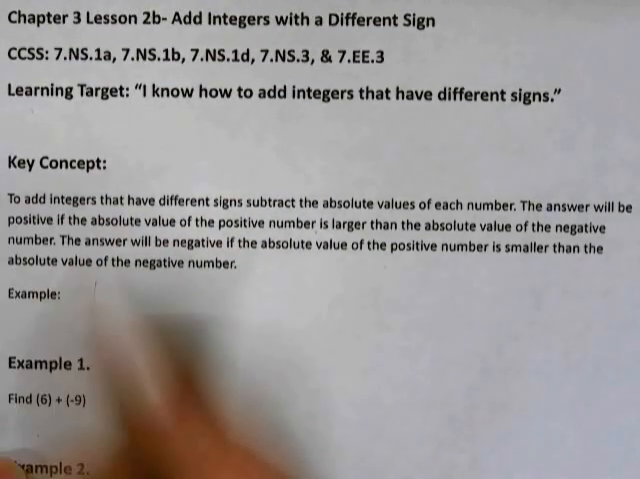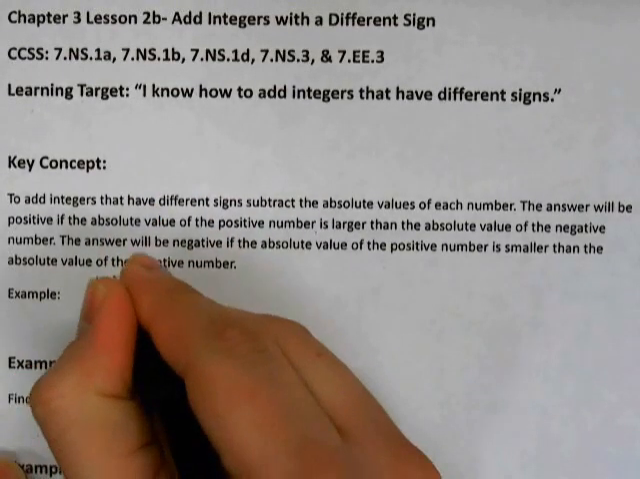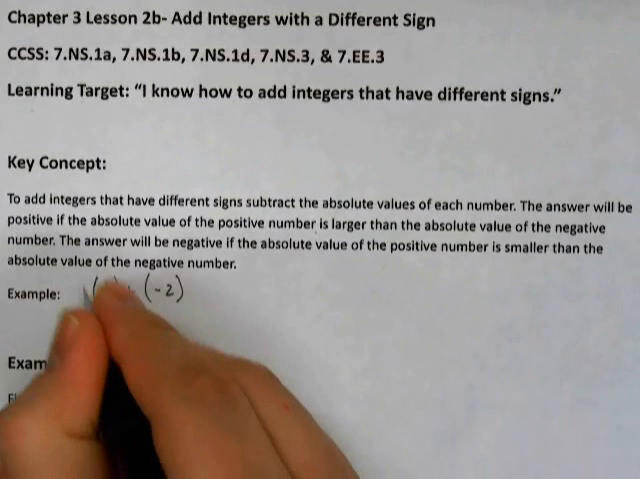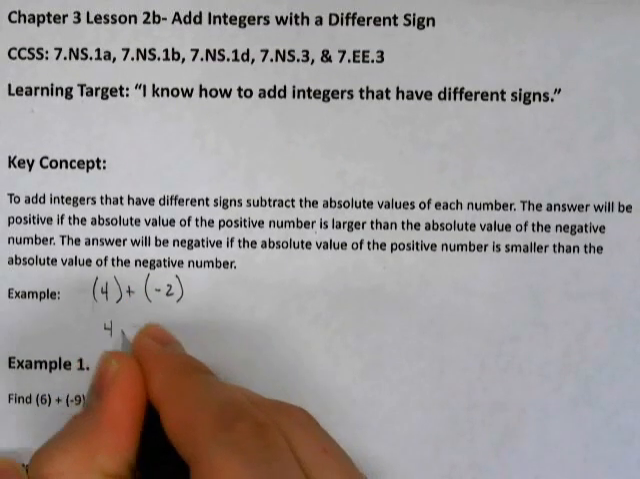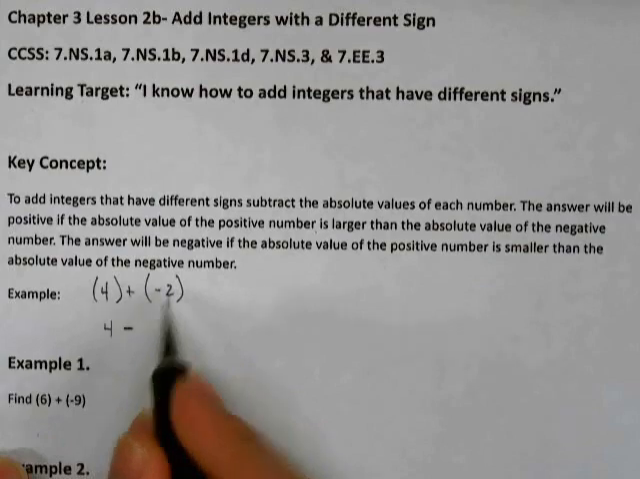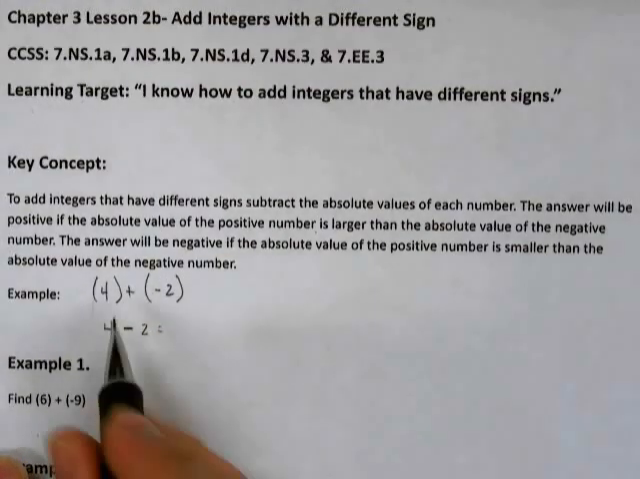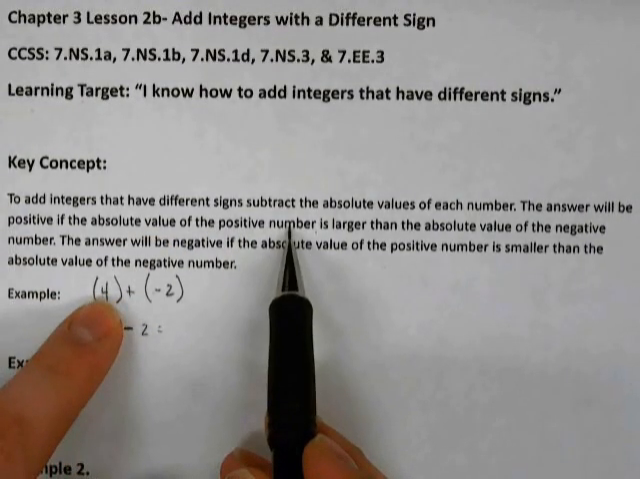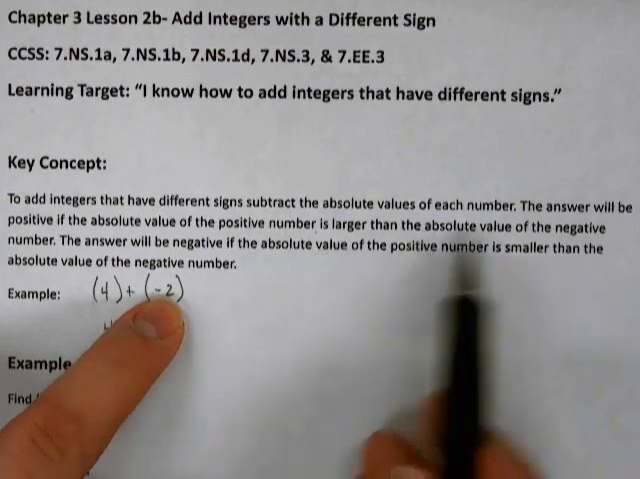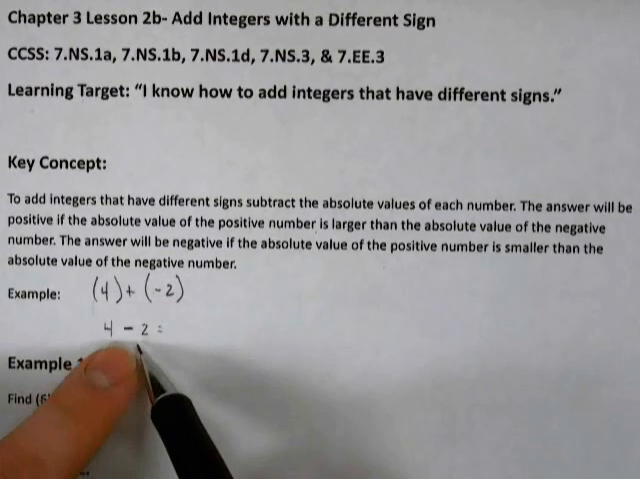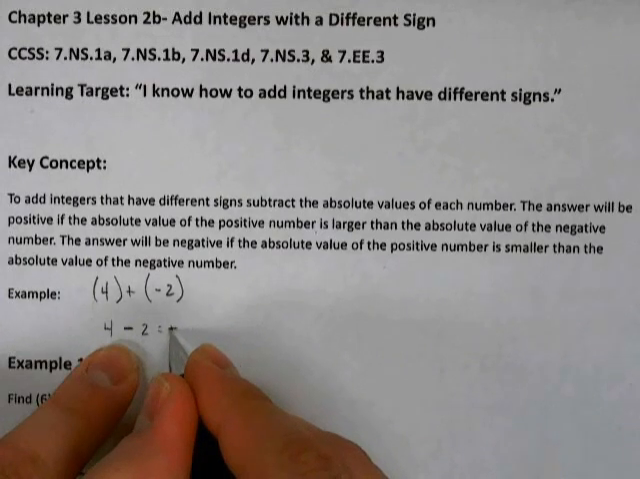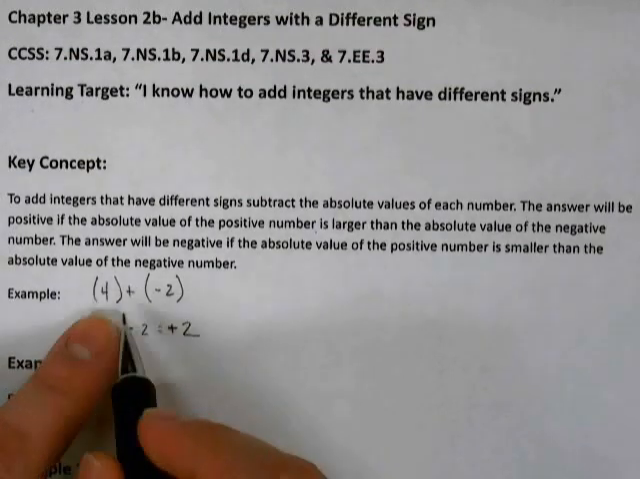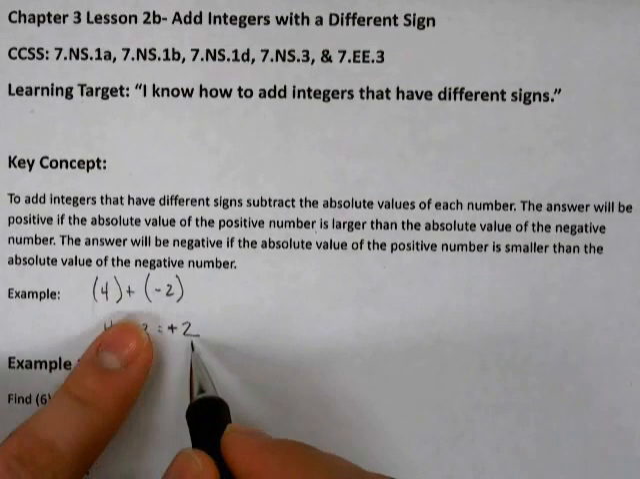So what that looks like here is if we have a problem where we have 4 plus a negative 2, okay? And we're going to take the absolute values of these. So the absolute value of 4 is 4. We're going to subtract the absolute value of negative 2, which is 2. Now, we know this answer is going to be positive because the absolute value of the positive number, 4, is larger than the absolute value of the negative number, negative 2. So this is going to be a positive answer, and you can put in the positive right away. And 4 minus 2 is 2. So the answer from 4 plus a negative 2 is positive 2.